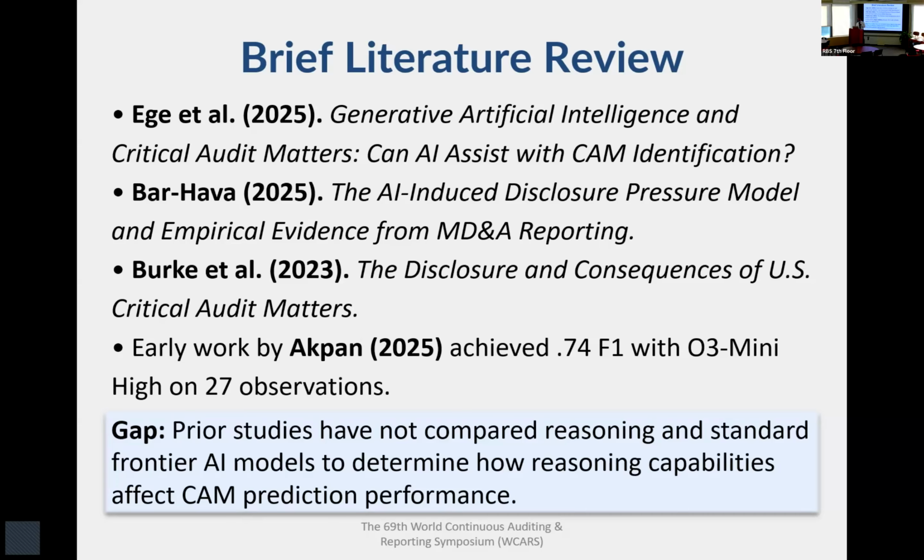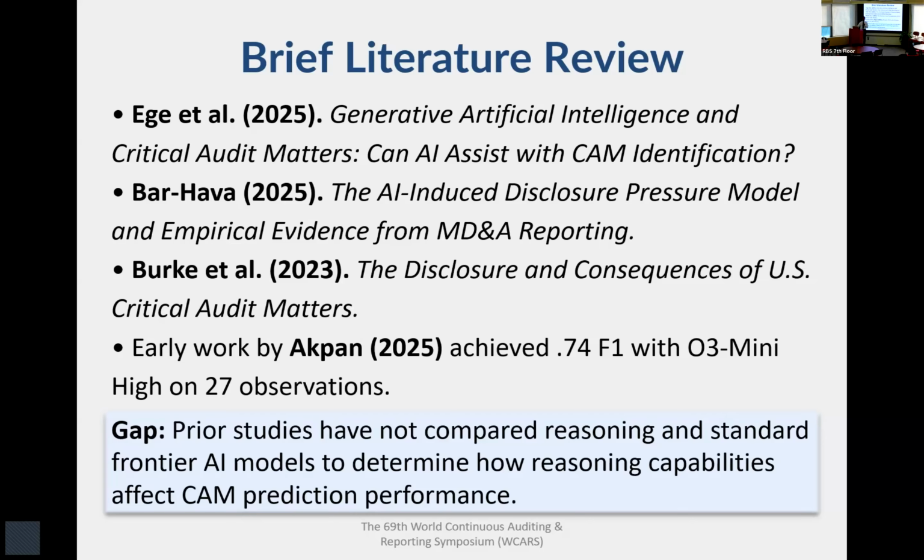The other was from Dr. Burke and colleagues, and they asked whether or not CAMs even inform investors. They did an archival analysis, and they found limited market reaction and minimal improvement in audit quality following a CAM disclosure. And they call this effect pseudo transparency, so compliance without communication.